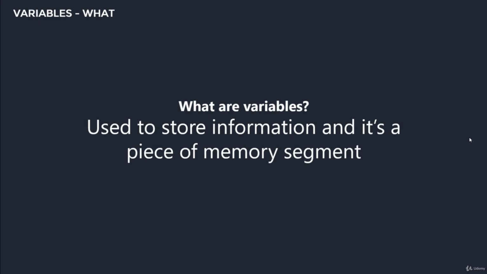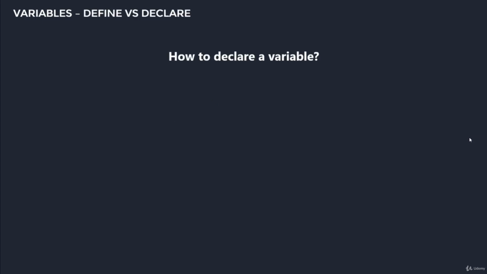In this lecture, I'm going to talk about variables. Okay, so what are variables? Variables are used to store information, something like a number, a letter, a sentence, or a combination of these. It is a piece of memory segment where the data is stored. First, we're going to look into the declaration and definition of a variable. So how to declare a variable and what it means.